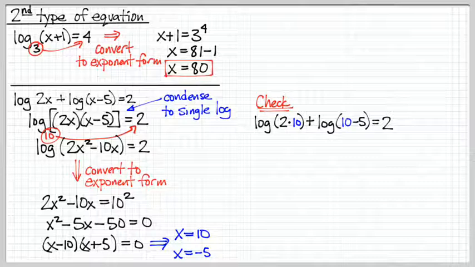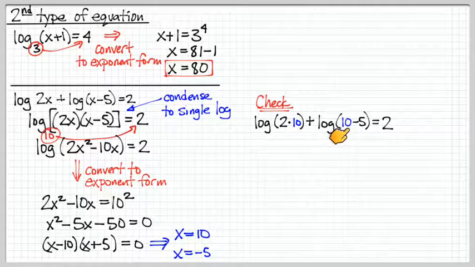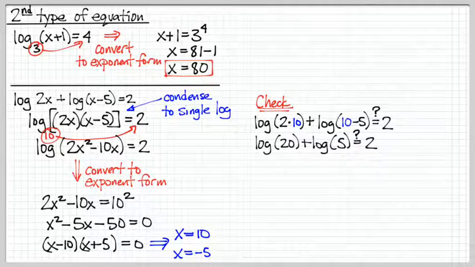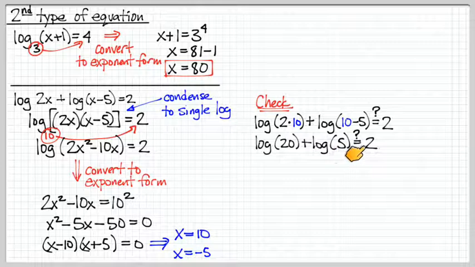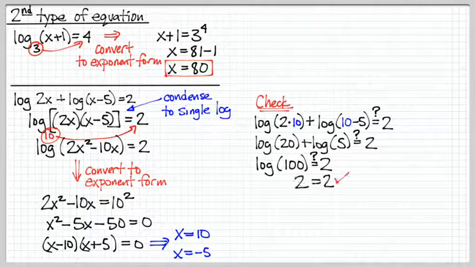So first of all, we plug in 10. Let's check to see if this is correct. Log of 20 plus the log of 5, is that equal to 2? I have the sum of two logs, so that becomes log of 20 times 5, which is 100, log of 100. And log of 100 is equal to 2, so that checks out okay.